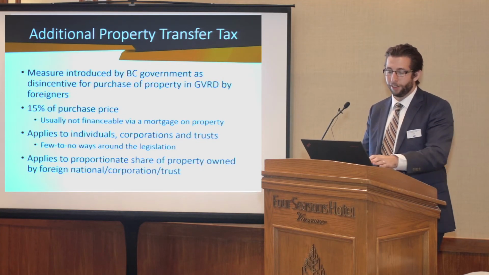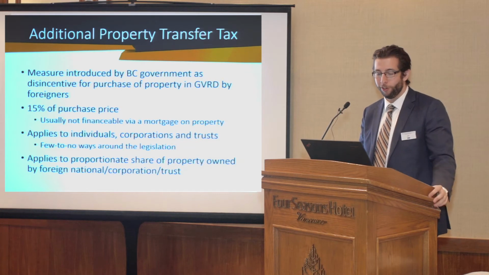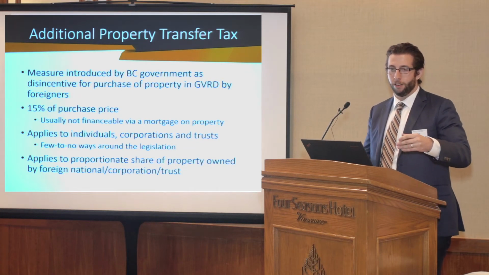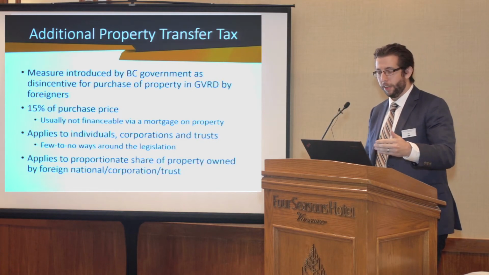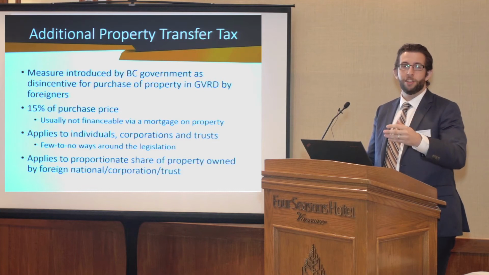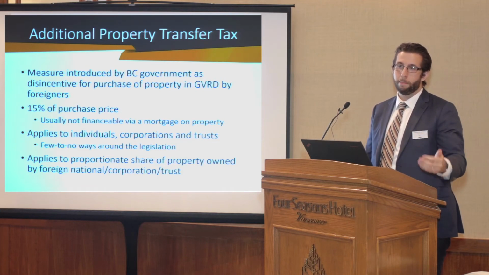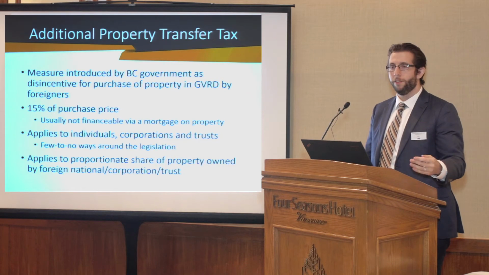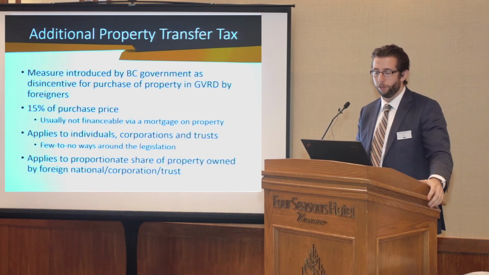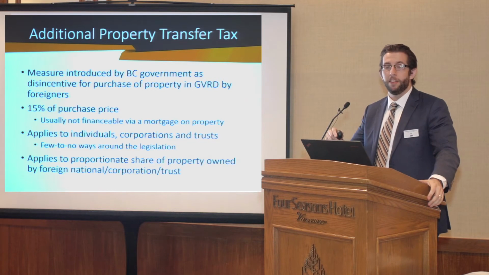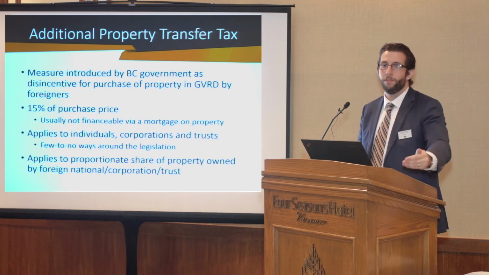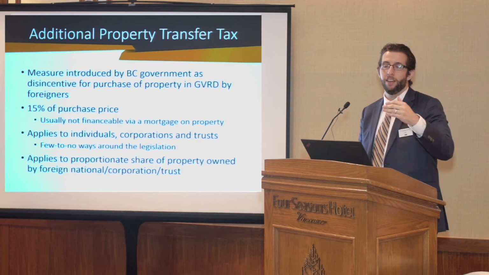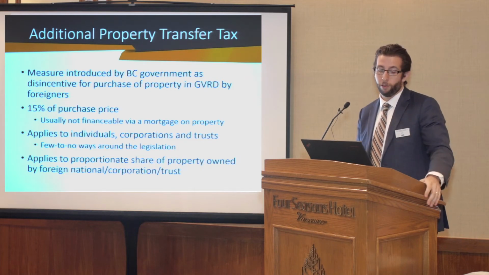Now, before you get too excited that I haven't mentioned partnerships or joint ventures: instead of the whole property being subject to the foreign buyers tax, you're instead subject to the proportionate share of your interest in that partnership or joint venture. So let's say that you have a 30% interest in one of those entities, and let's say even that the remaining 70% is Canadian resident owned. Then that 30% portion times 15% of its value will be subject to this foreign buyers tax.